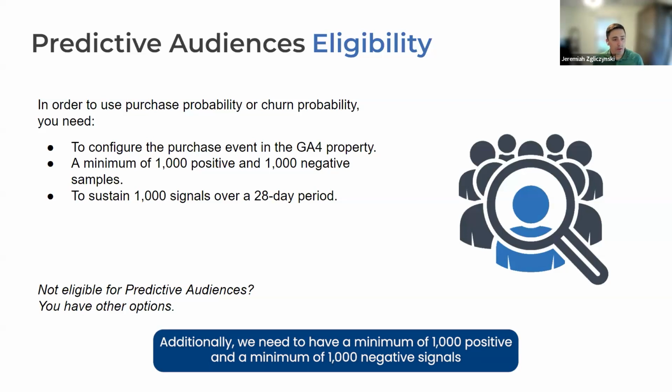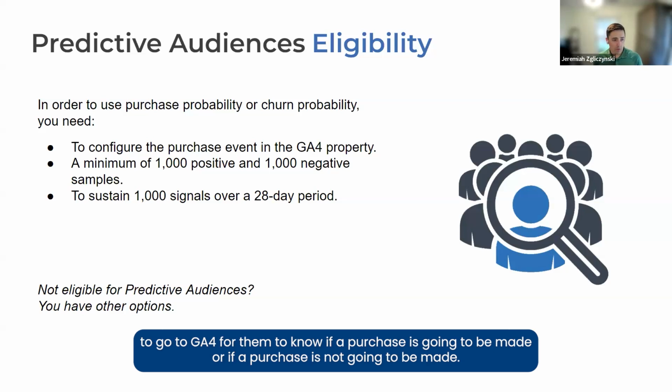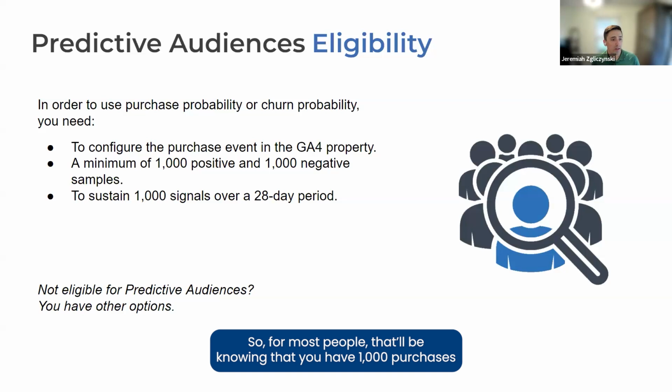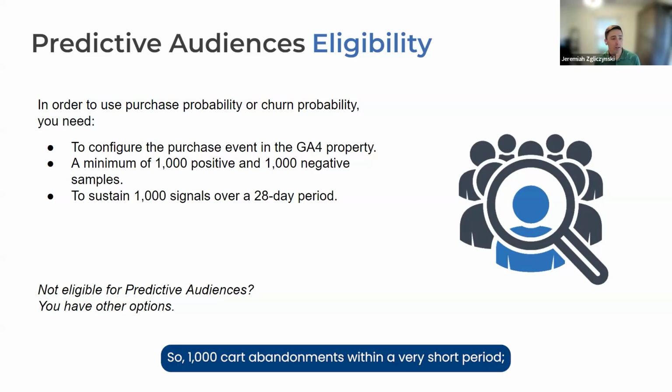Additionally, we need to have a minimum of 1,000 positive and a minimum of 1,000 negative signals to go to GA4 for them to know if a purchase is going to be made or if a purchase is not going to be made. So for most people, that'll be knowing that you have 1,000 purchases and then 1,000 add to carts, but ultimately 1,000 non-purchases. So 1,000 cart abandonments within a very short period. This is actually going to require about a 28-day period.